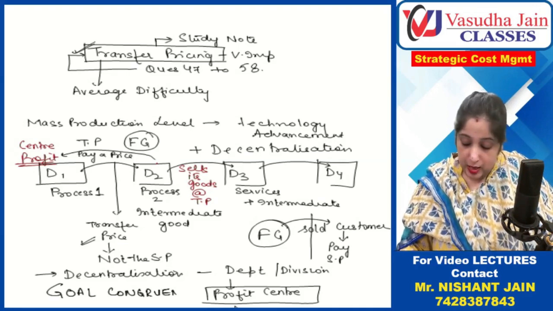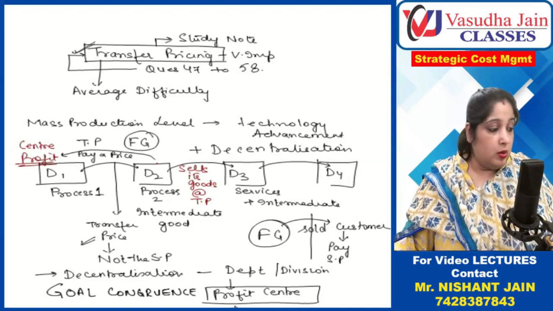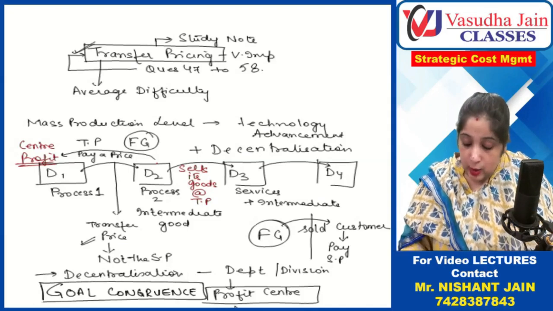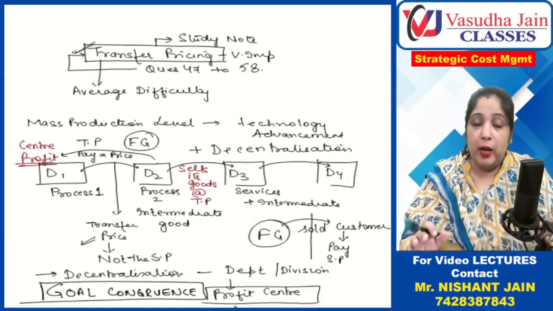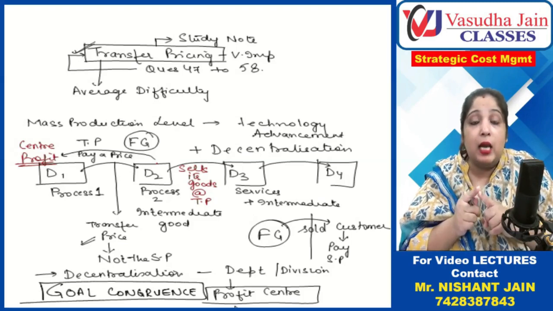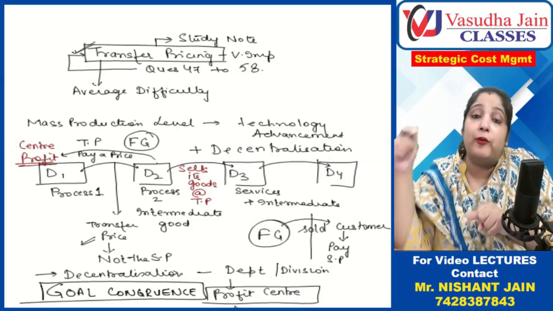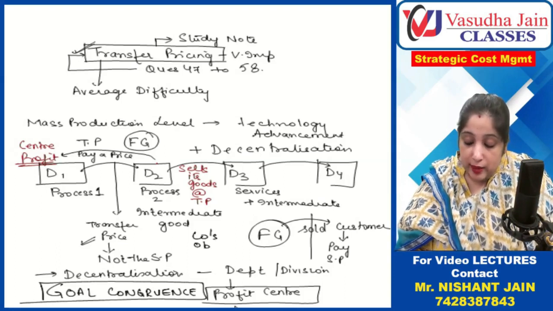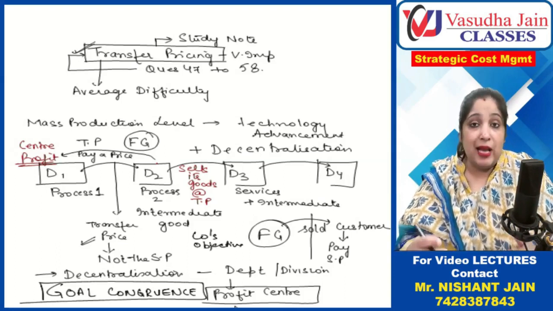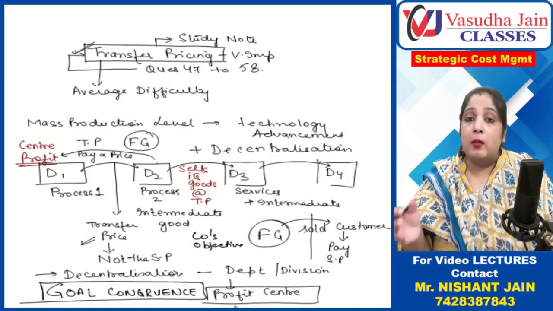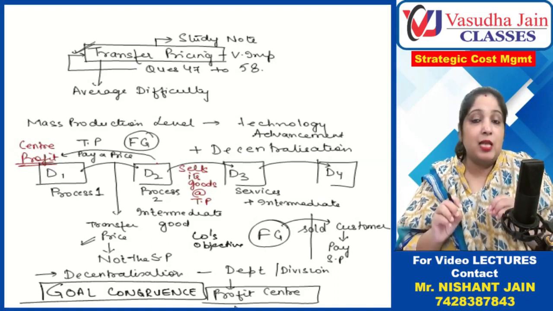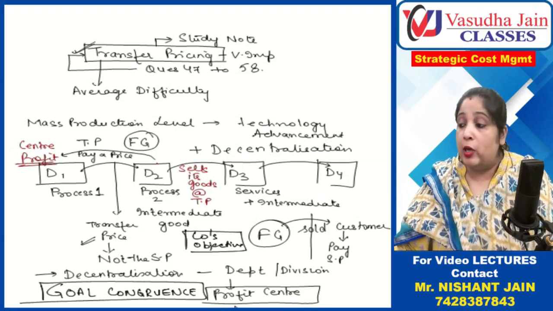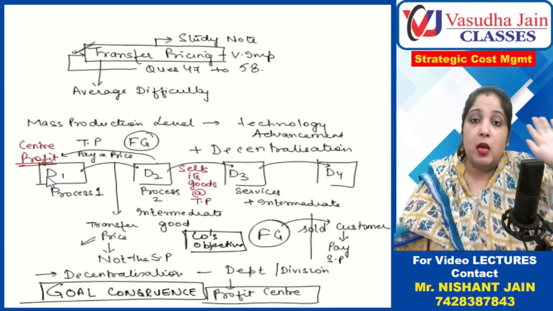Congruence. Now the goal congruence here means that individual objectives are good, but they should not forget the company's objective in order to fulfill their own objective. The company's objective is to earn maximum profit and to incur as little cost as possible. So the company's objective should not be forgotten in order to fulfill your own department's purpose.